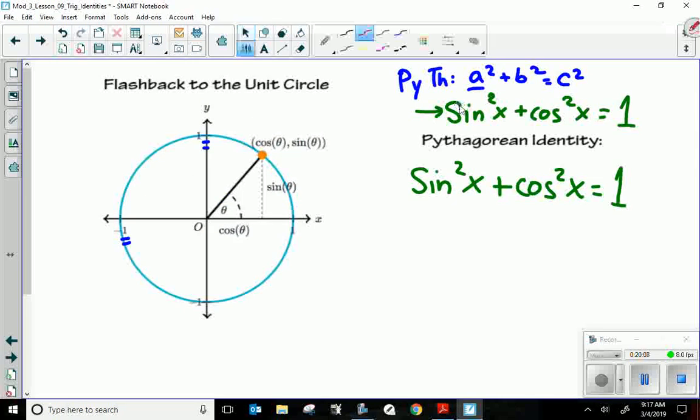Cosine is always my x, so it's this movement. Sine is always my y, so it's this movement. And my hypotenuse is 1 in the unit circle. One leg squared plus another leg squared equals the hypotenuse squared. That's what this is, and all we did was substitute our values in. So that's how the Pythagorean identity works.